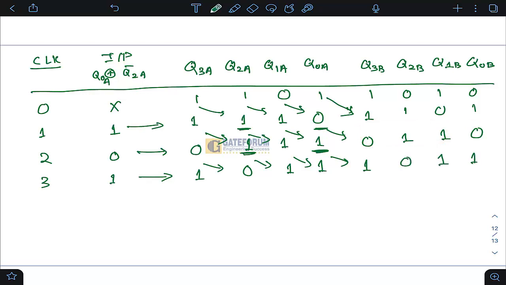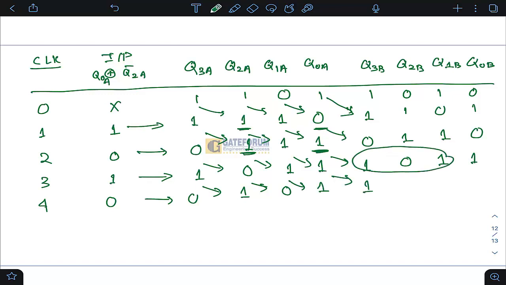Similarly, again we'll be finding this. Q naught A is 1 here, and Q2 A complement will also be 1. 1 XOR 1 will be 0. So this is 0. Now you give the fourth clock. So this will be 0, this will be 1, this will be 0, this will be 1, this will be 1, and now these 3 bits will be pushed by 1 bit. So 1 0 and 1.